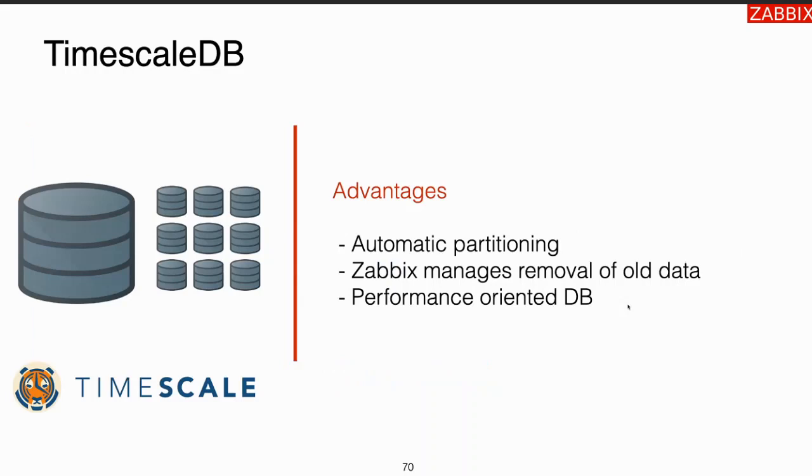TimescaleDB has a number of advantages like automatic partitioning, which is really cool because in this case Zabbix manages removal of older data, and removal of older data is instant. So it doesn't put pressure on your disk array or disk I/O. And it's a performance-oriented database in the sense that it delivers the same level of performance regardless of the database size, which is really cool.